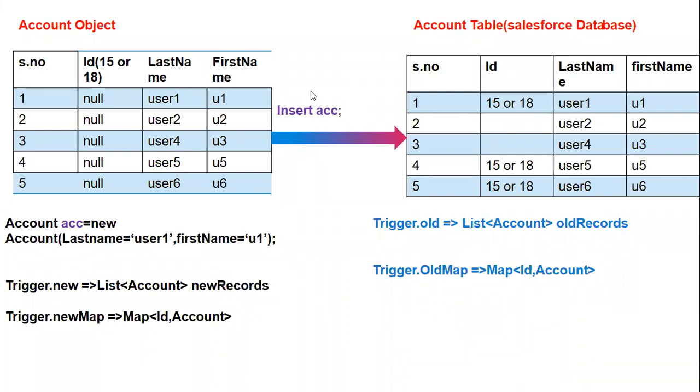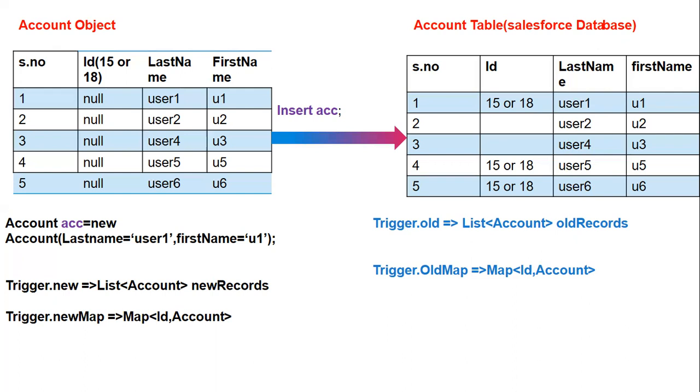For example, we have an account object in the Sales Cloud. The account object is nothing but simply an account table in the Salesforce database. The account object in a sales application is simply an account table in a Salesforce database. So now my requirement is I want to insert some record with the last name user one and first name u1. So how can I do that?